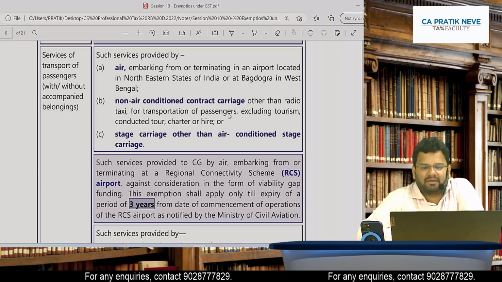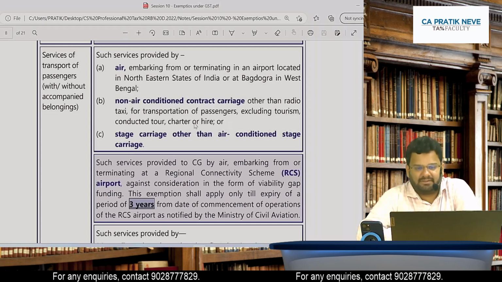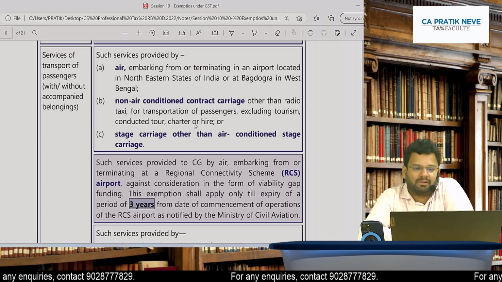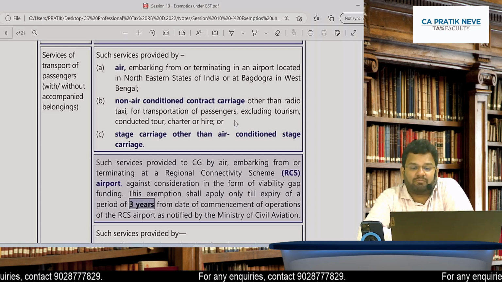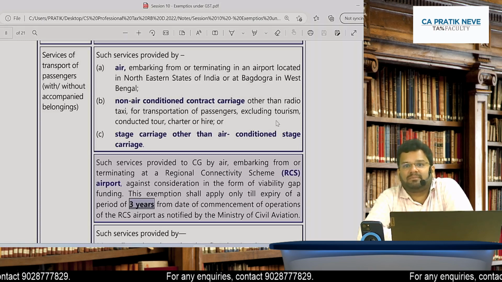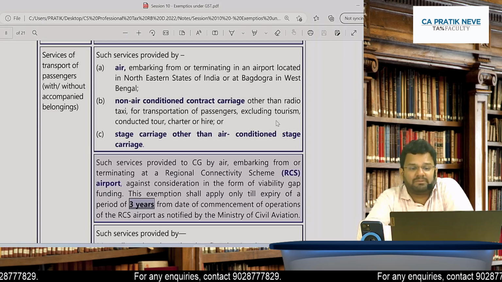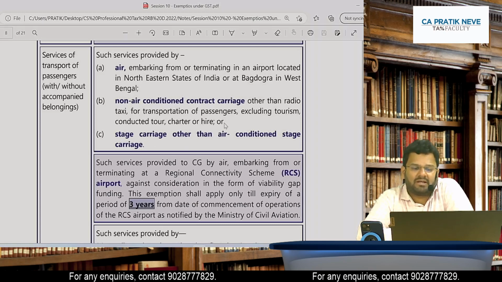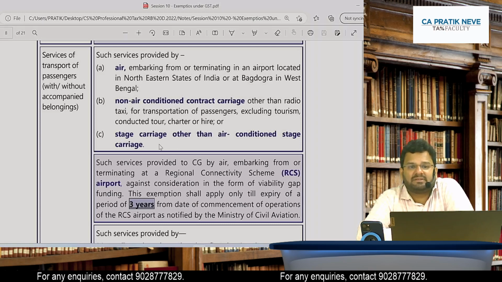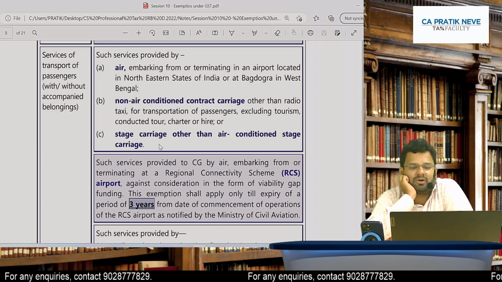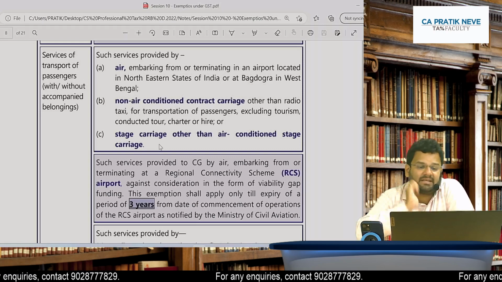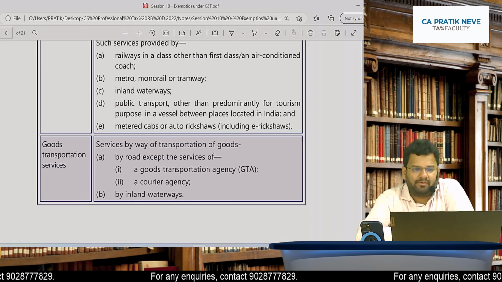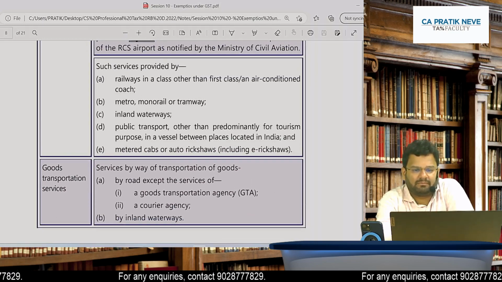Non-AC contract carriage other than radio taxi. Radio taxi GPS operated. So GPS operated will be taxable. For transportation of passengers excluding tourism, means for tourism purpose will be taxable. Conducted to charter or hire. And stage carrier. I told you stage carriage means buses and all, but other than AC stage carrier. Okay. Check.